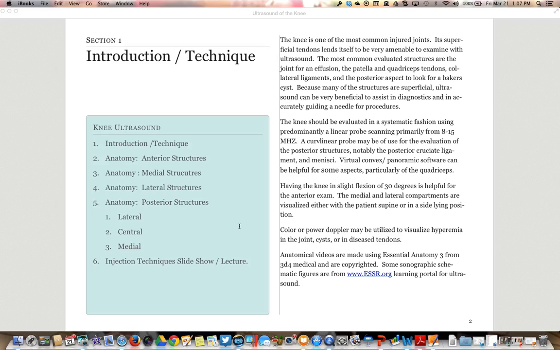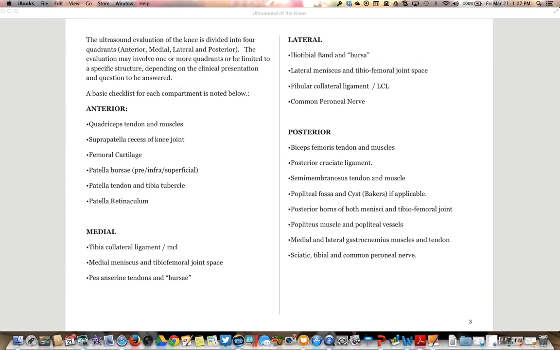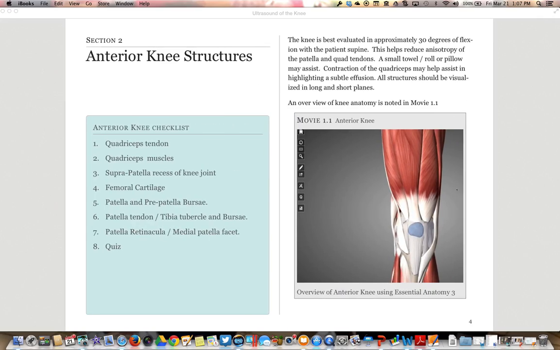We will be using videos from Essential Anatomy 3 as well as some templates from ESSR.org to help guide your learning regarding this area. On the anterior aspect, we will be looking at these major structures: the quadriceps, the suprapatellar recess, the femoral cartilage, prepatellar bursa, patella tendon, and patella retinaculum. We will cover each specific area in a short video, going over all of these structures in great detail. Let's start our tour with the anterior knee structures.